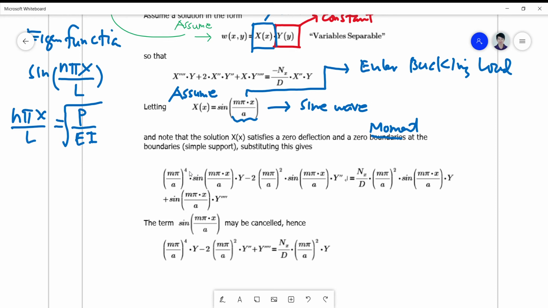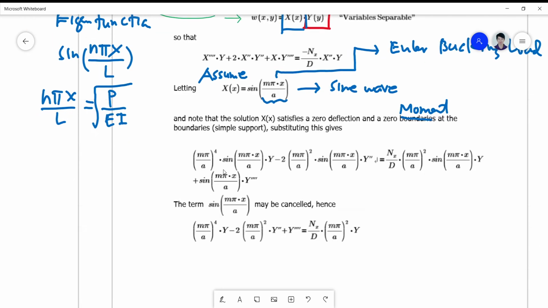And so it's true with this. We have 2 times m pi over a squared times sine. If you differentiate sine two times, it will give you the sine function again, but you have to multiply it by the coefficient m pi over a squared. And so is true with the rest of the expression. So the term sine m pi x over a can now be cancelled here.